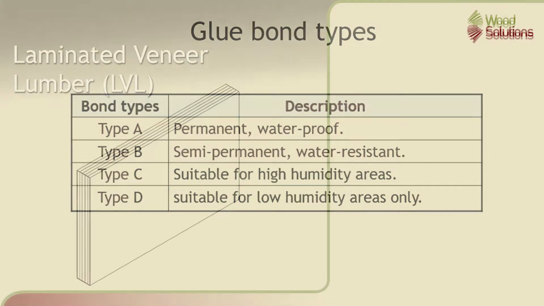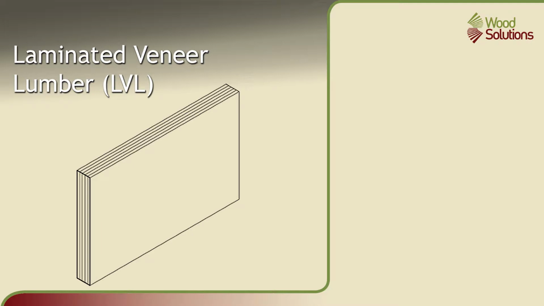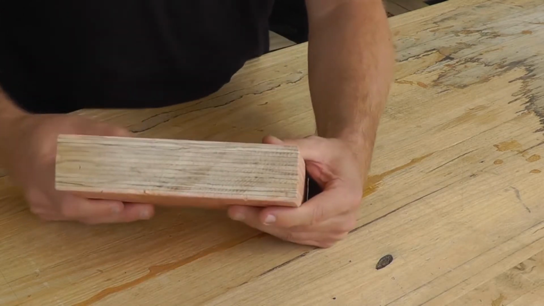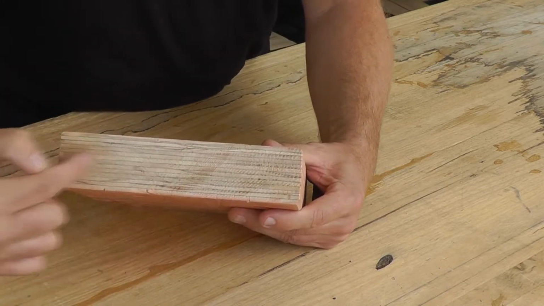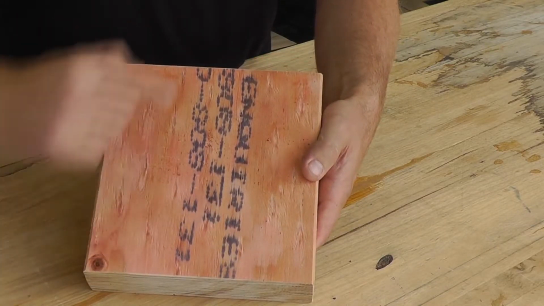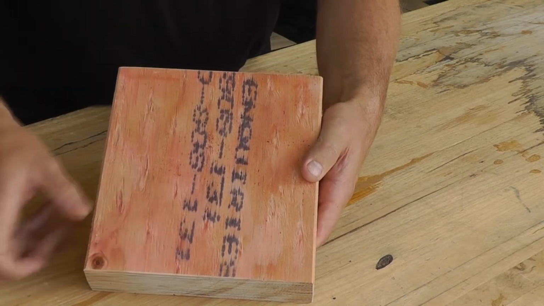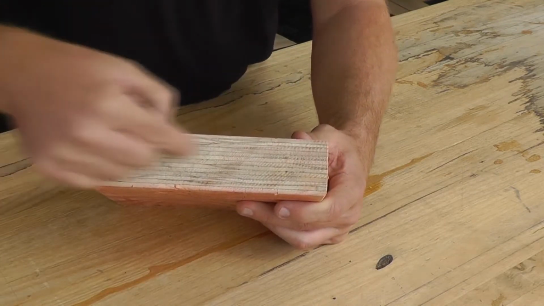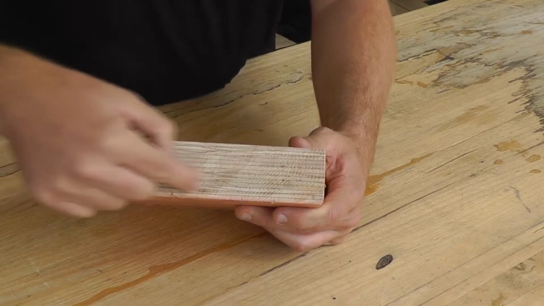LVL is a structural wood product manufactured from peeled veneers laminated into a panel with the grain of most veneers running parallel to each other along the board. This configuration results in a material that has very uniform structural performance as a beam or a column. The grain runs fully in the direction of load, and strength-reducing characteristics are randomly distributed through the veneers.